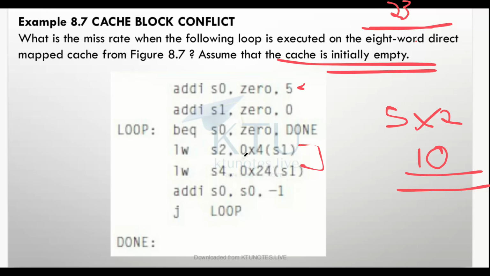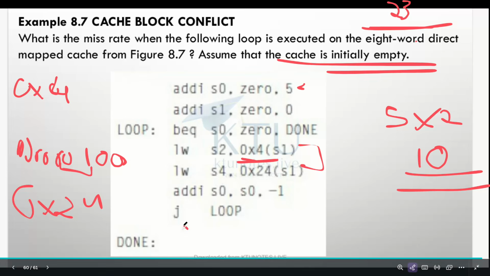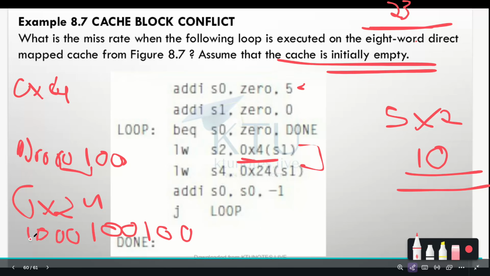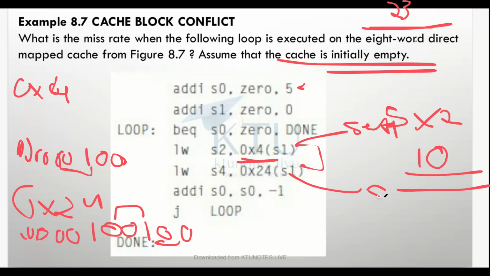Now we have to calculate the 3 index bits of 0x4. 0x4 is 0, 0, 1, then all the later bits are 0, 0, 0, 0. So the 3 bits are 1, 0, 0. Now if I write 0x24, it is 0, 0, 1, 0, then 4 is 0, 1, 0, 0, and so on. So the first 2 bits are the byte offset, and the 3 index bits are 0, 0, 1. Both of them are going to set 1. 4 goes to set 1, and this also goes to set 1.